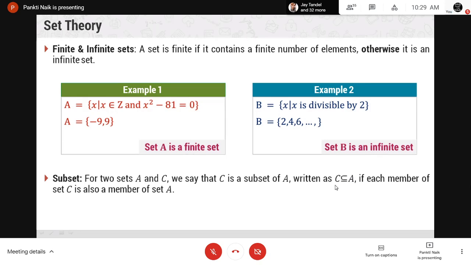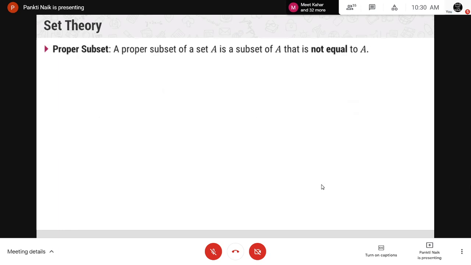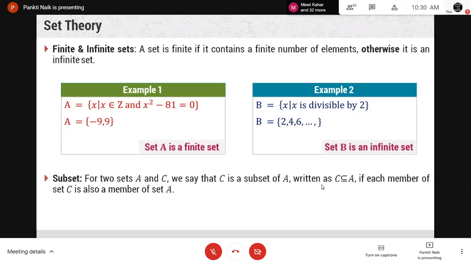What is the meaning of this sign? Subset. So the meaning of this sentence is: C is a subset of A if each member of C is also a member of set A. If all the members of C are also members of A, then we can say that C is a subset of A. So this is about subsets.